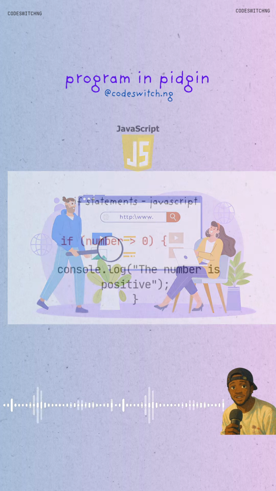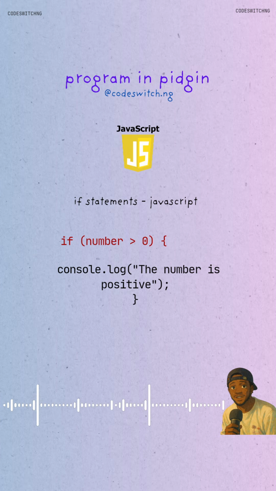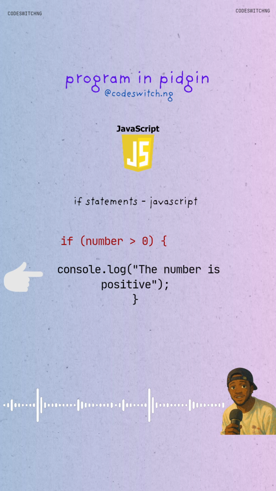To write if statements in JavaScript is very simple. First of all, you write the if keyword, then you open and close brackets. Inside that bracket, you write what you want to check. Then after that, you open and close curly brackets. Here you write what you want to happen after the if condition is checked.